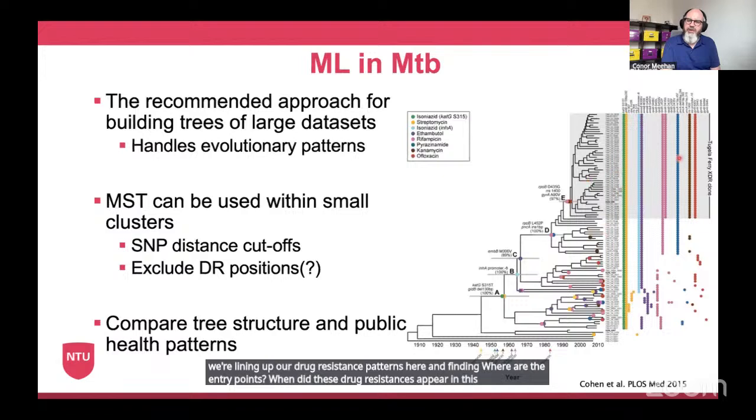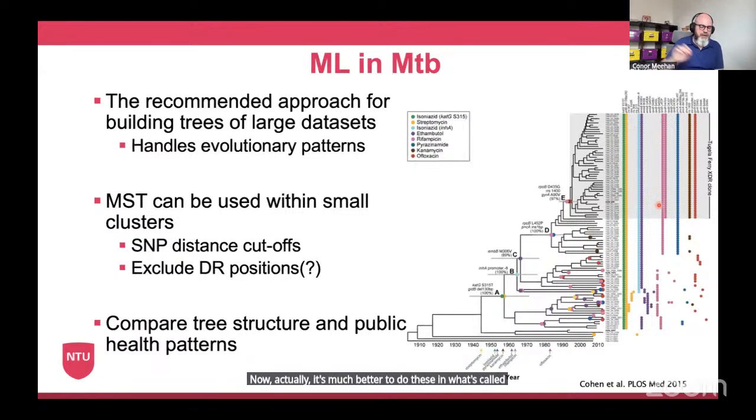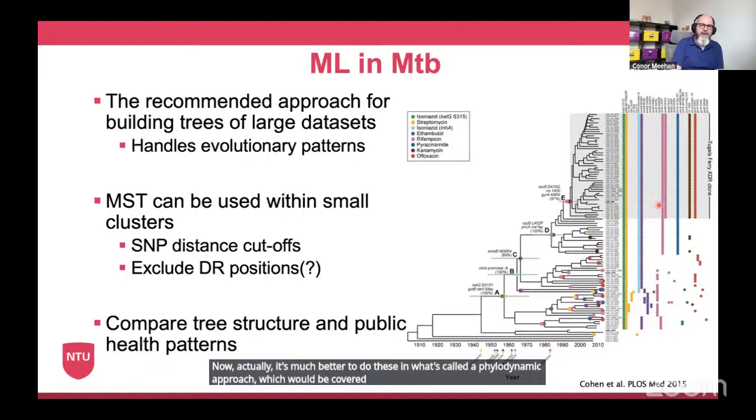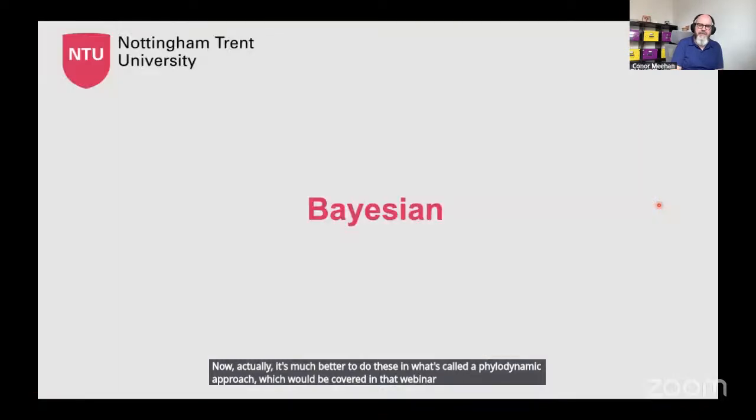And maximum likelihood trees can be lined up against other information, maybe region to do phylogeographic analyses or something like that. Now, actually, it's much better to do these in what's called a phylogenomic approach, which will be covered in that webinar in a couple of months.